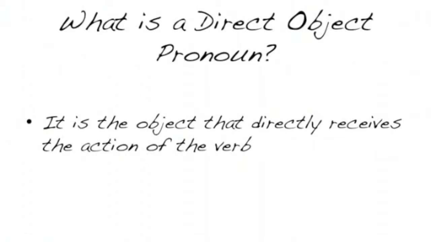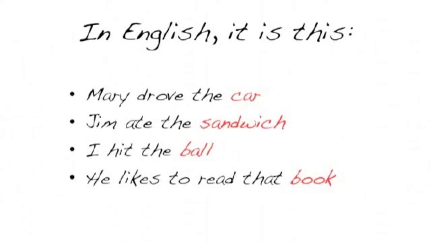Here is a tutorial on direct object pronouns. First, we need to figure out what is a direct object pronoun. Well, a direct object pronoun is the object that directly receives the action of a verb. These are the examples in English, where all the words highlighted in red are the direct object pronouns. Mary drove the car, Jim ate the sandwich, I hit the ball, he likes to read that book.